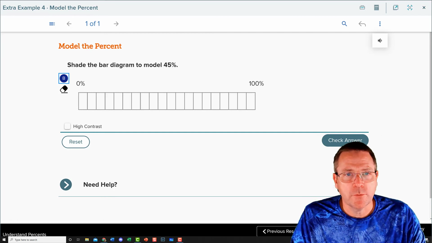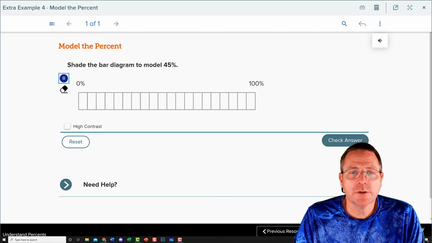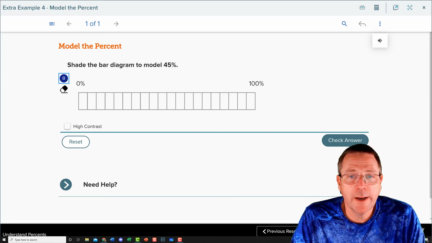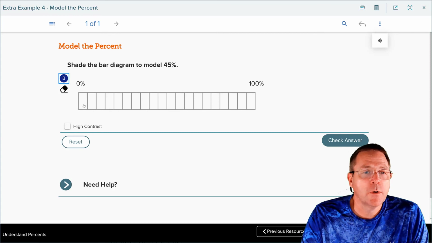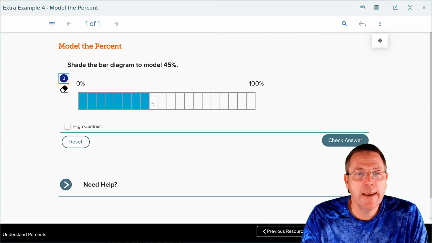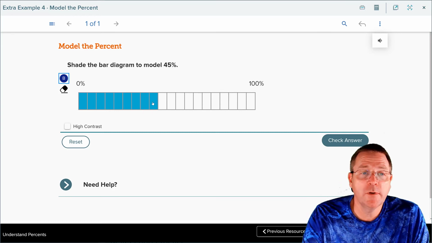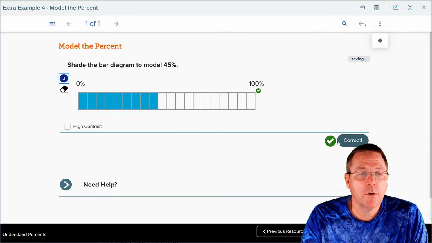Tilly agrees with those instructions. All right, 45%. The bar diagram's broken down into 5% sections. There's 20 of them, so let's just do it. I'm going to do 1, 2, 3, 4, 5, 6, 7, 8, 9, because 10 would have been 50%. From here, we're going to check our answers, and we are correct.